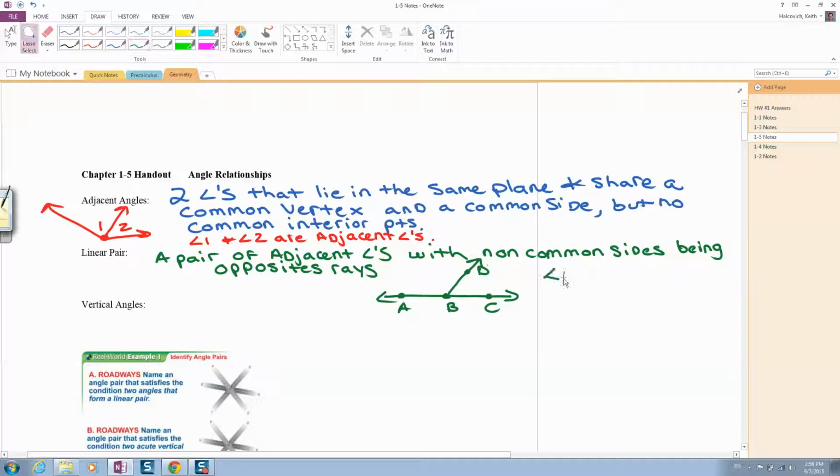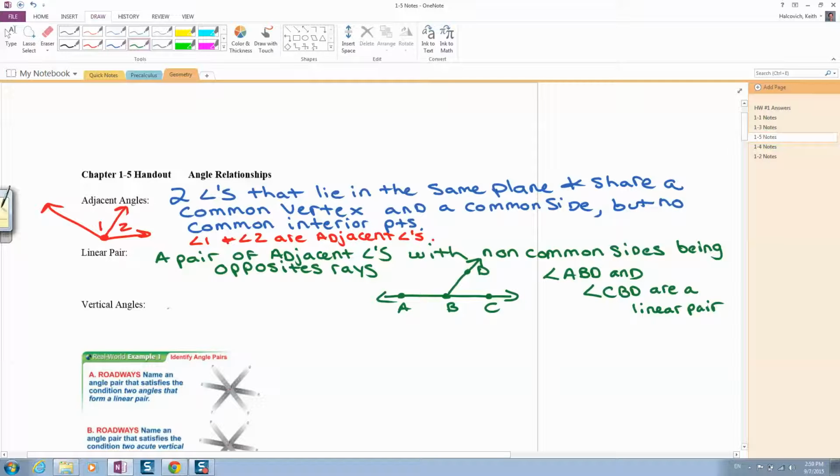so if you notice angle ABD and angle CBD are a linear pair because if you look, BC and BA are opposite rays because they form a line, and these are adjacent angles, so therefore it's a linear pair. Whereas here they're adjacent, but this is not a linear pair because they don't form a line.